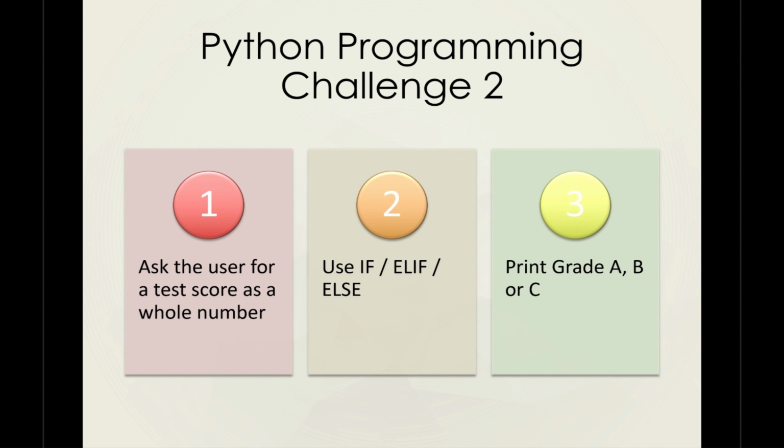Programming challenge number 2. This second challenge brings together input, selection and output. The program should ask for a test score. If the test score is 70 or higher, print grade A. If it's 50 or higher, print grade B. Otherwise, print grade C. Pause the video now and attempt the challenge.